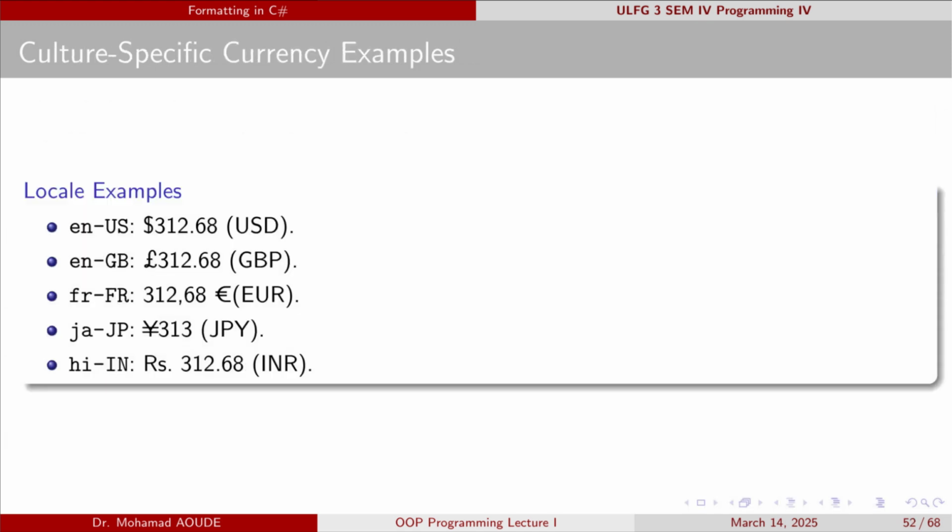Here are some culture-specific outputs: US English, $312.68; British English, £312.68; French, 312.68 euro; Japanese yen, ¥313; Indian rupees, Rs 312.68. Correct currency formatting is vital for global applications.